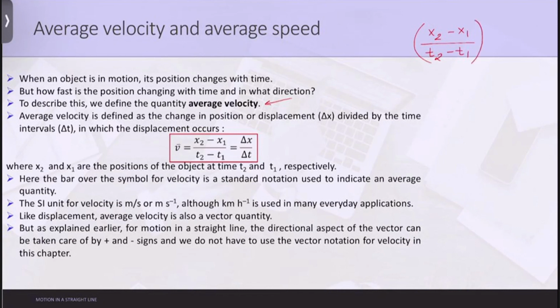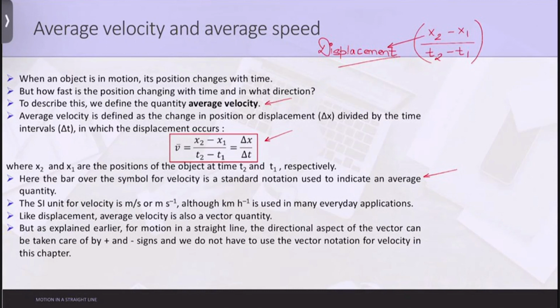Please remember, the numerator is your displacement. It's not the path length, it's your displacement. Average velocity is defined as the change in position or displacement delta x divided by the time delta t in which the displacement occurs. Therefore, average velocity v bar is equal to x2 minus x1 upon t2 minus t1, which is equal to delta x upon delta t. The bar over the symbol for velocity is a standard notation used to indicate an average quantity.